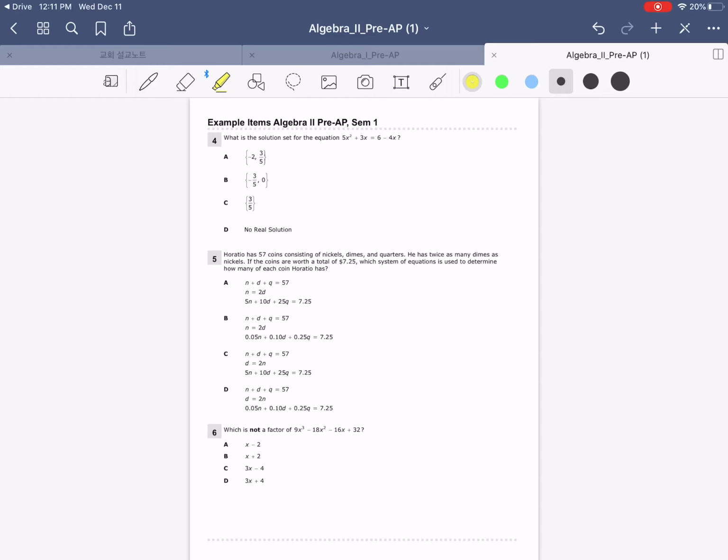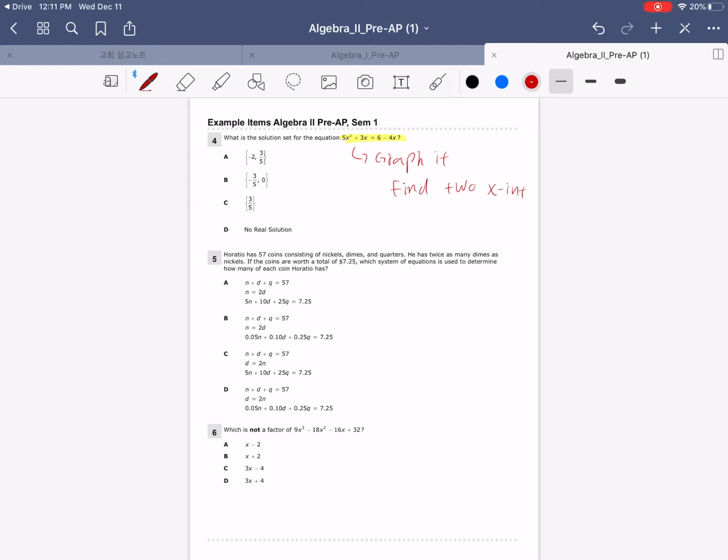All right, question number 4. What is the solution set of this equation? Okay, so there are 2 ways of solving this one. First, graph it and find the 2 x-intercepts. Okay, that's one way of doing it.